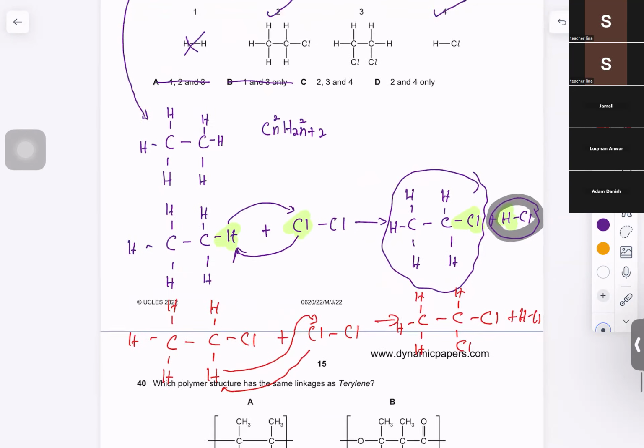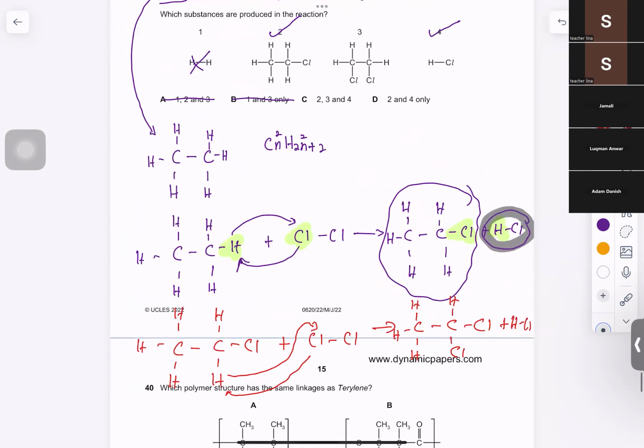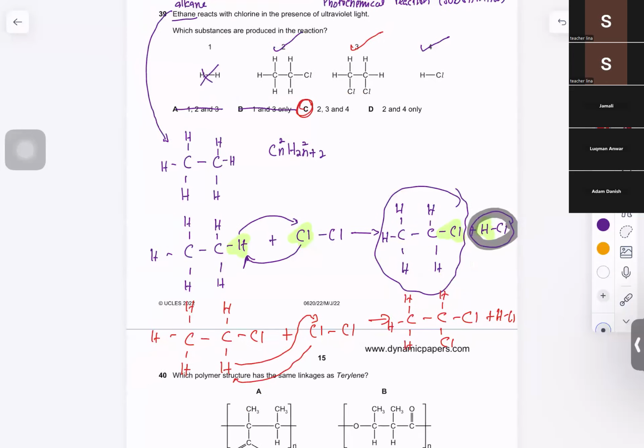So number 3, still correct that one. So 2, 3, and 4. Is it clear, sir? If you have any confusion, let me know. You can substitute all H. Substitution, okay, you can substitute all H. It depends how many H you want. You want to substitute, like 3H, 4H? So it depends on your chemical reaction. Okay, so clear, right?